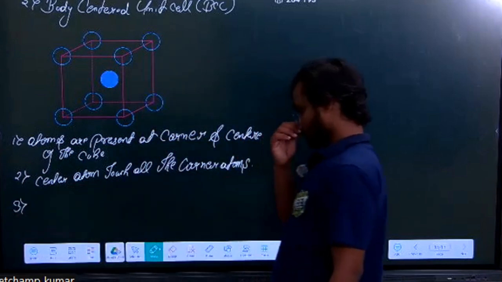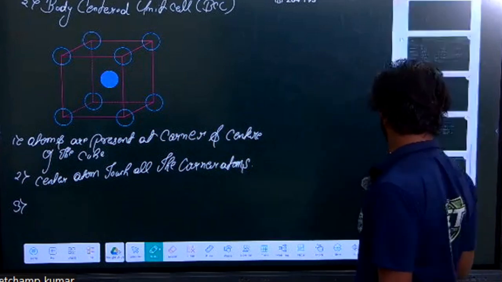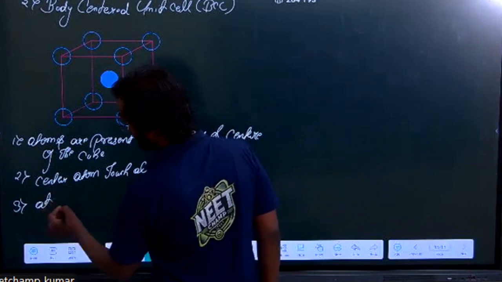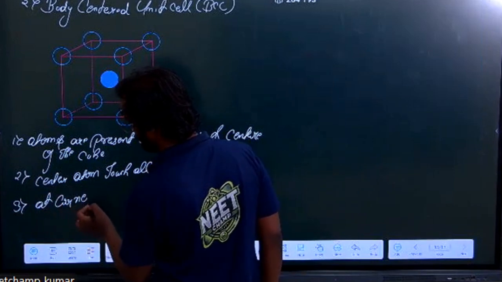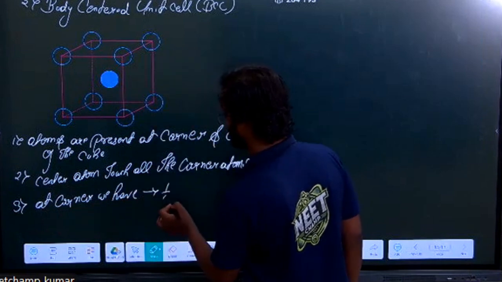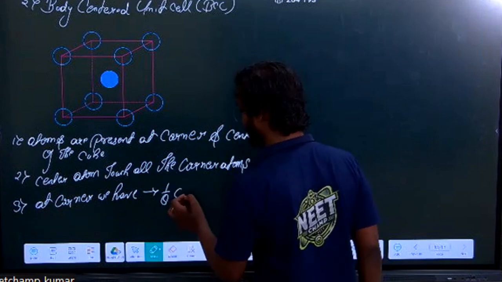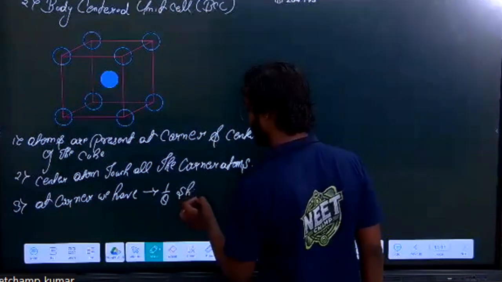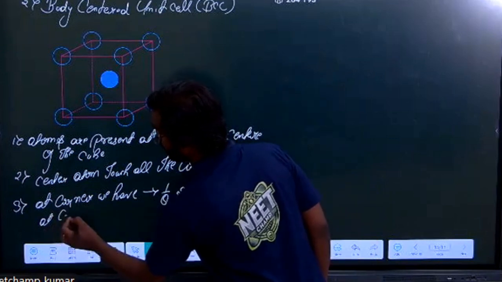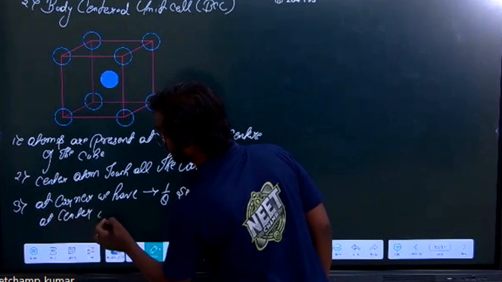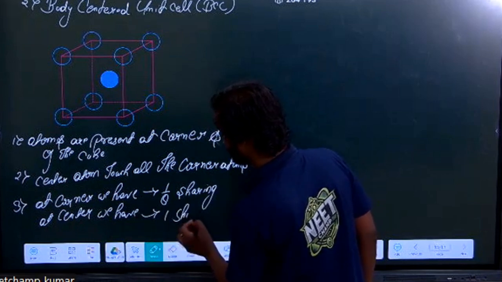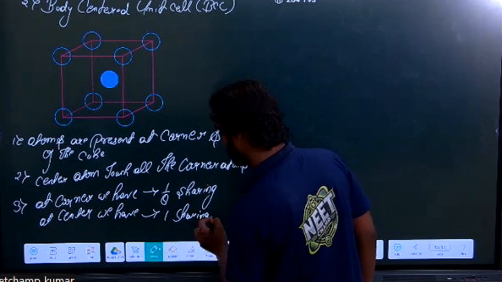What is the third important point? At corners, how much sharing do we have? We have a sharing of 1/8. At the center, how much sharing will there be? We have complete one sharing at the center.